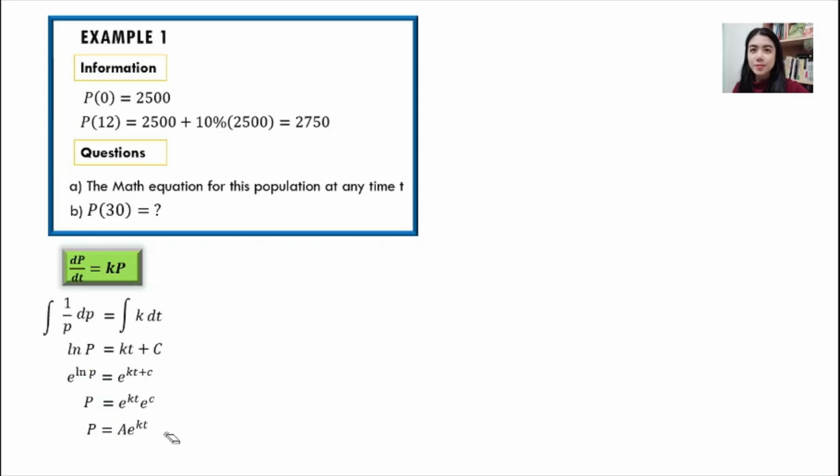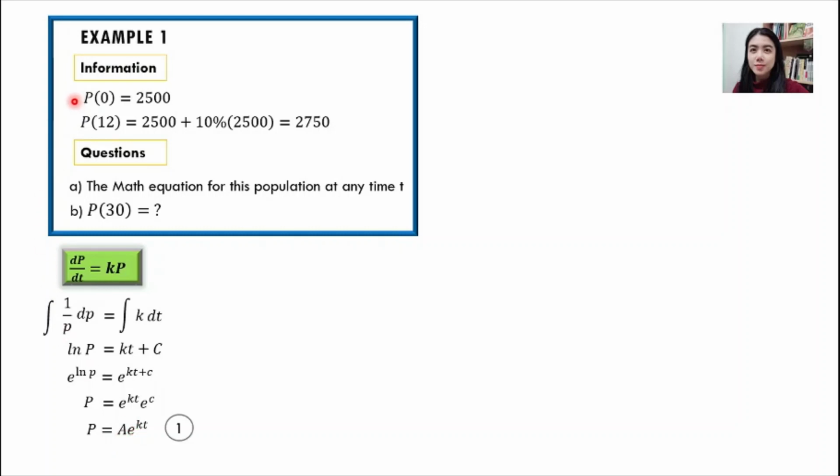What you see here is basically the equation p equals a e to the power of kt. In this equation, you have two parameters that you have to figure out: the value of parameter a and the value of parameter k. So let's name this equation number 1. How are we going to figure out the parameter values for a and k? That is from the information that we obtained just now.